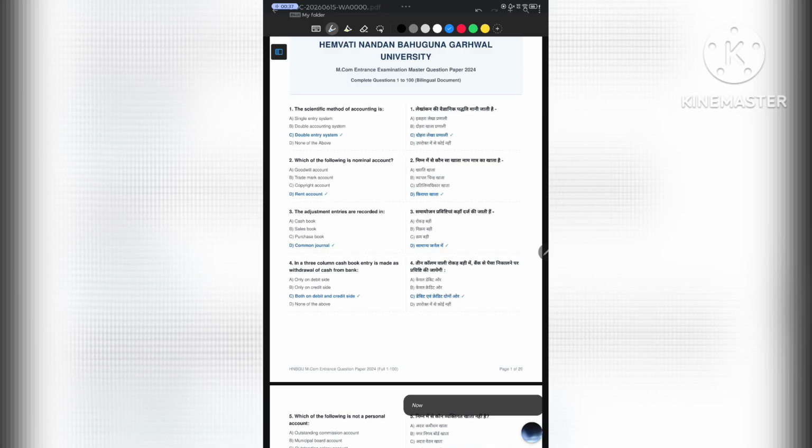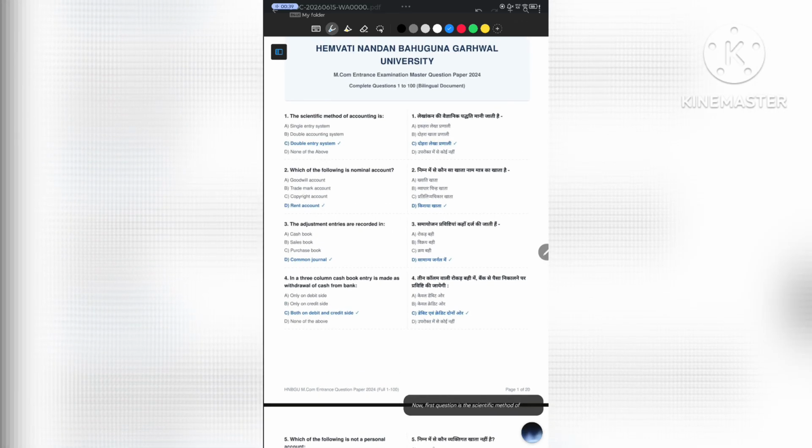First question is: the scientific method of accounting is. So, from scientific method of accounting, they are basically saying which method is prominent, right? If you see in your balance sheet, it is like your debit and credit, right? So asset and liabilities, right? Now from asset and liabilities, that means the double entry system is scientific because everything is there, right?